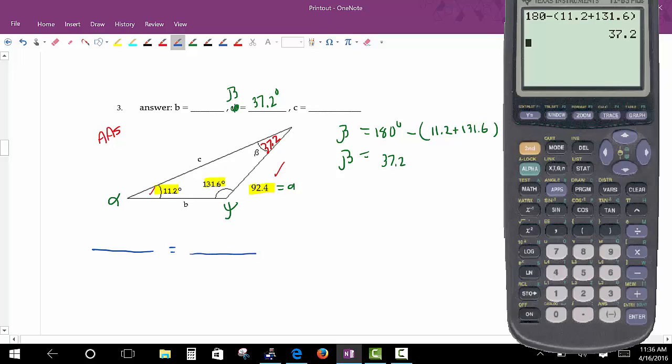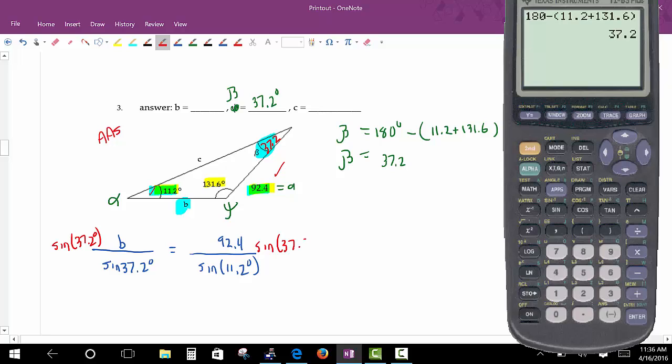I'm going to match this with this, and I'm going to match this side with that angle. So let's do it that way. I'm going to do side B over the sine of the opposite angle, which is 37.2. And then I'm going to do the side 92.4 and divide that by the sine of its opposite angle, 11.2 degrees. Okay, I'm going to multiply both sides by sine of 37.2 degrees.